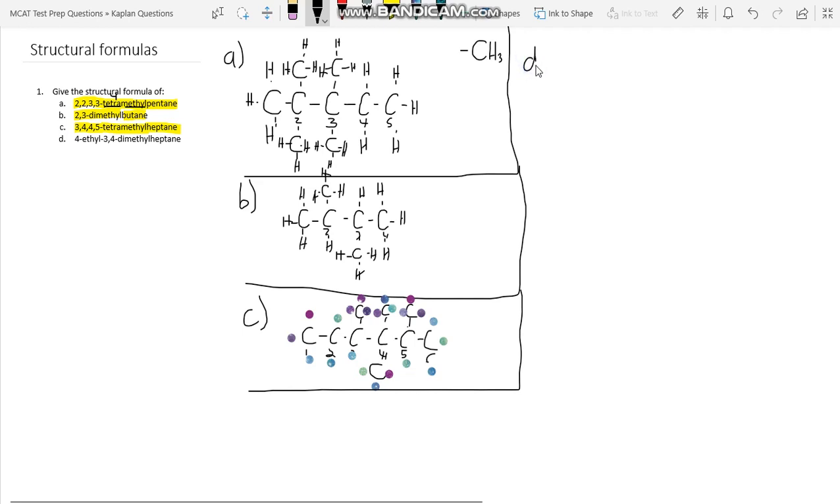So now for D, the last one. I look at my root, heptane, so I have 6 carbons. 3, 4, 5, 6. And now I'm going to look at what's connected to that backbone. So I have 2 methyl groups, di means 2 methyls, 1 on my third and 1 on my fourth. So each.